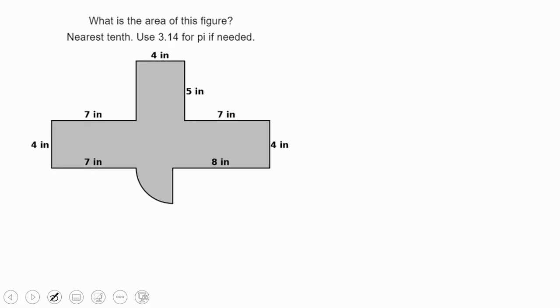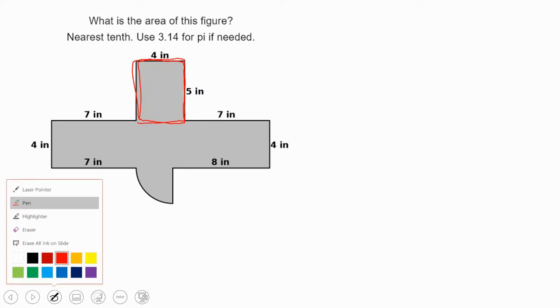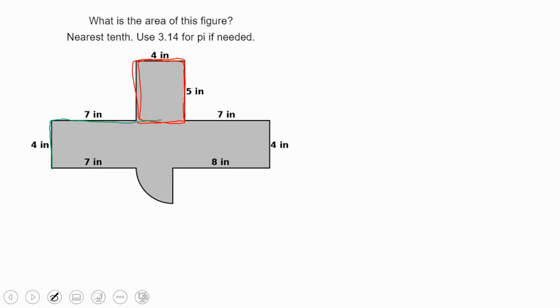So this shape, I went ahead and I divided it into this rectangle, this rectangle, and this quarter of a circle. Okay, so first I'm going to find the red rectangle up here. Right, its area is length times width, so it's 4 times 5. So that's going to be 20 inches squared.